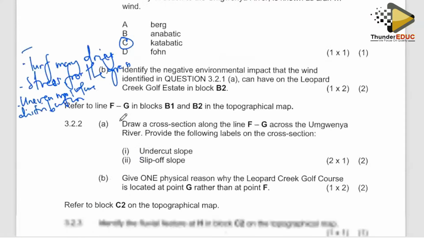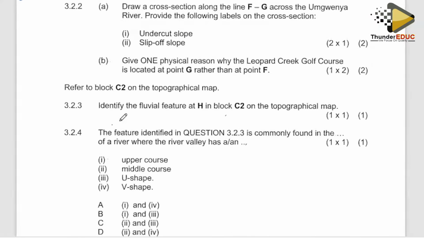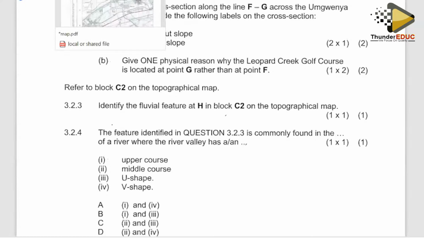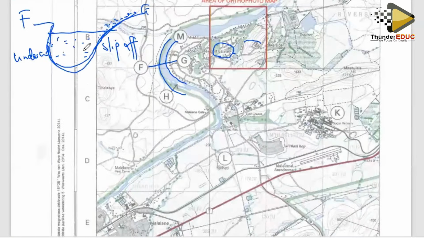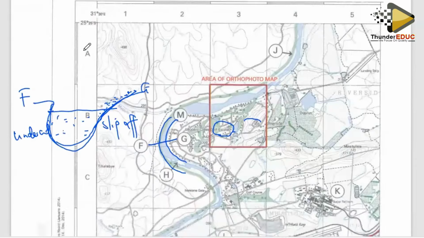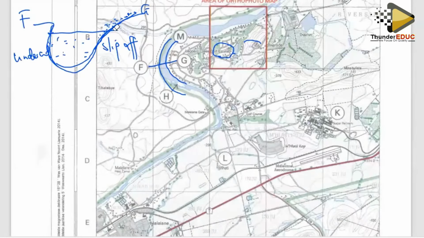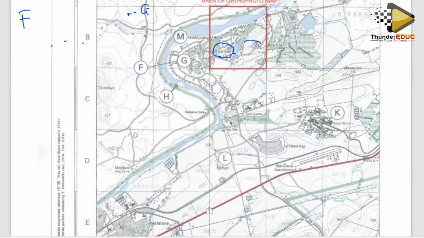The next question is saying, identify the fluvial feature at H in block C2 on the topographic map. Let's go to the map. The feature in block C2 on the topographic map, feature H. Okay. If you look at our feature H here, you can see that the river is braiding. That's a braided stream. You can see that there are some deposits here within the river channel. So this is a braid. The river is braided.